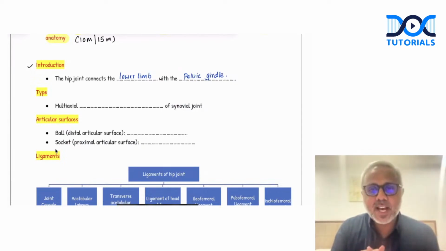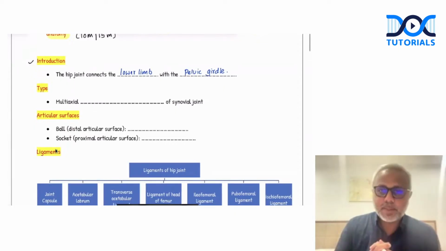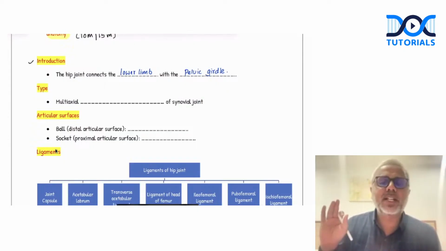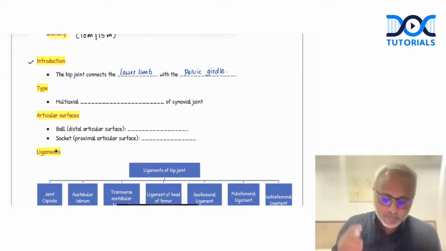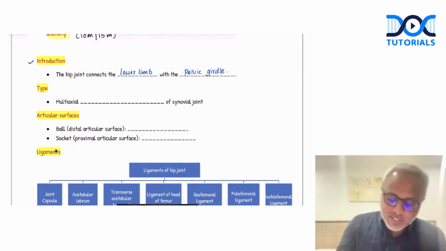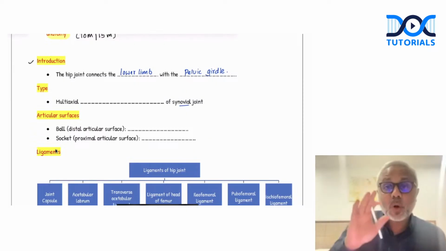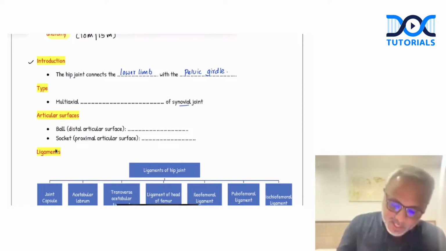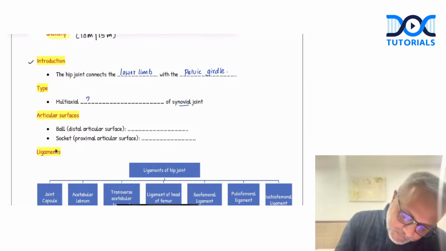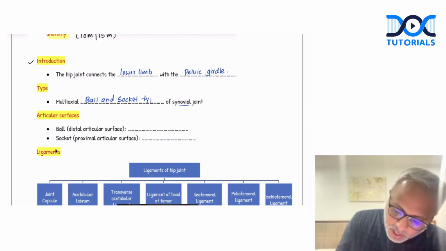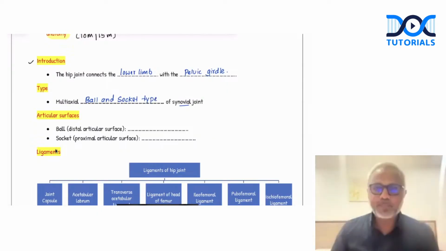Once this is done, we can go with the type. This will be a mandatory section for any joint that will be asked in an exam, whether it is asked or not. After the introduction, start with the type. The hip joint is a multi-axial joint, and it is an example of a synovial joint. But what is expected from us as students is that this is a multi-axial ball and socket type of synovial joint.